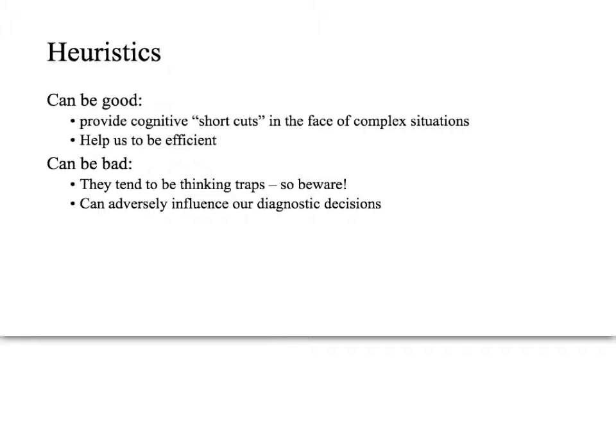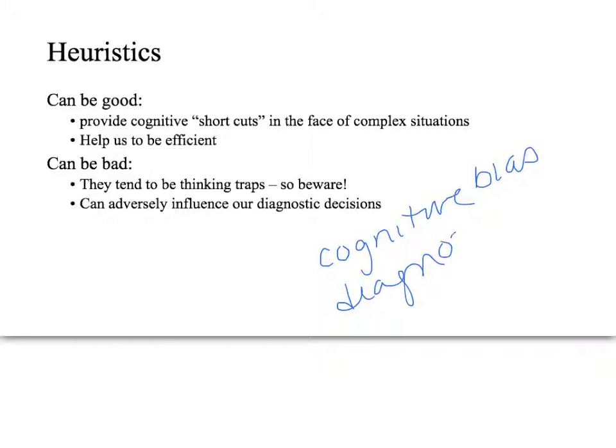So just to reiterate about heuristics, they can be good. They're shortcuts, and it takes complex situations and makes them more manageable for us, and we become efficient. But they can be traps, and they can adversely affect our diagnostic decision. So it can lead to cognitive bias and it could lead to diagnostic error. Okay, so we're going to caution about that.